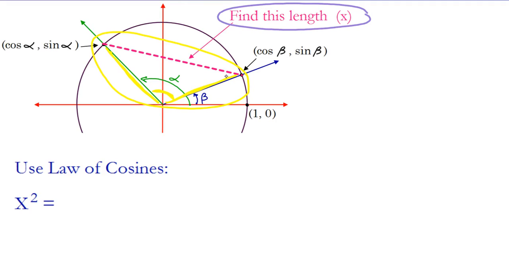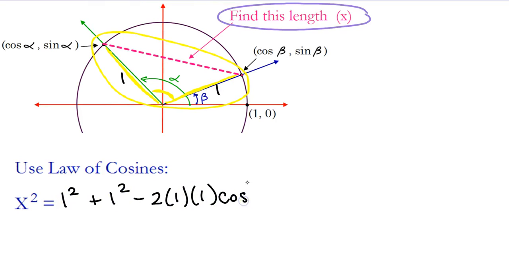So we can use the law of cosines to get our third side. That third side that I'm calling x, if we square it, it will equal 1 squared plus 1 squared minus 2 times 1 times 1 times the cosine of the angle in between. And this angle in between is the difference between this whole angle alpha and this little angle beta. So the angle in between is alpha minus beta.